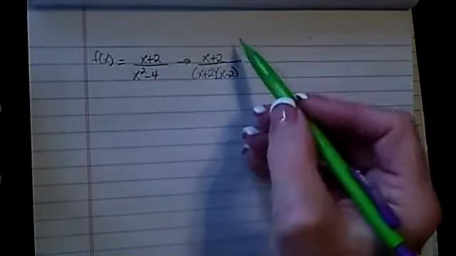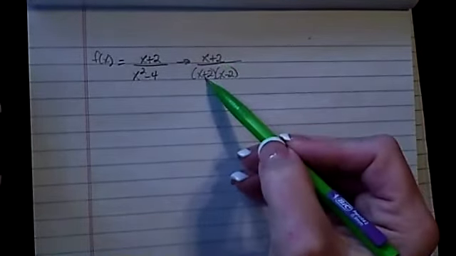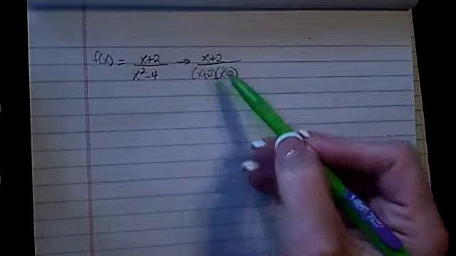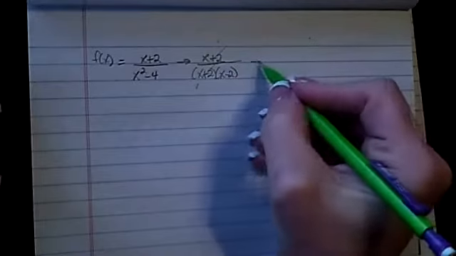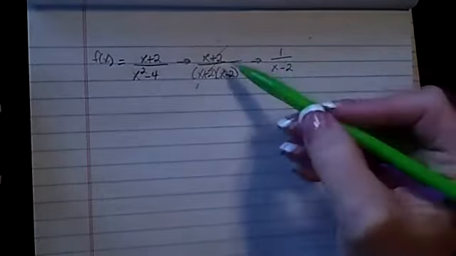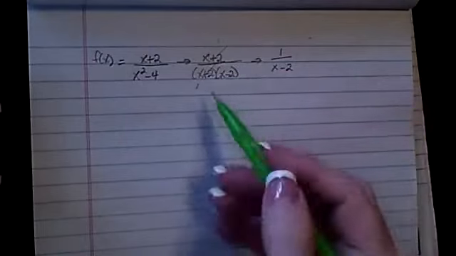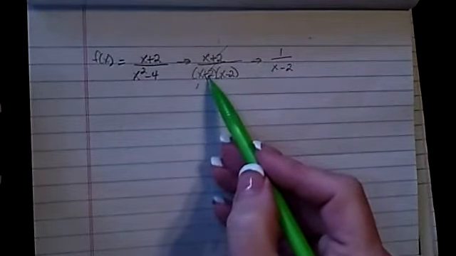What's nice here is I have a common factor on the top and a common factor on the bottom, so I can cancel those out. What I'm left with after that is 1 over x minus 2, and I can just work with this now. I'm going to come back and talk about this hole at x plus 2 in a little bit, but let's go with our intercepts first.